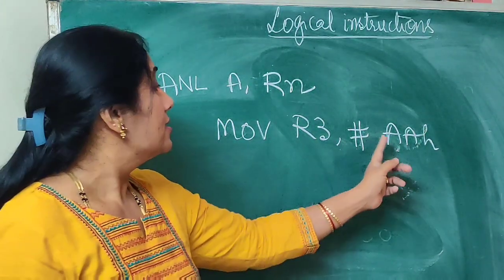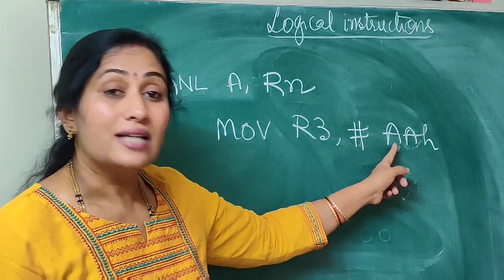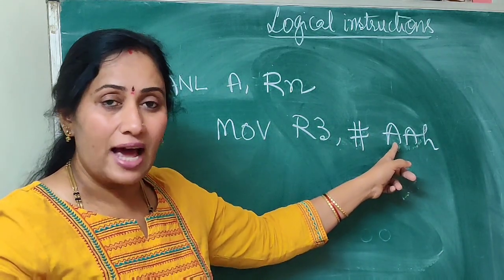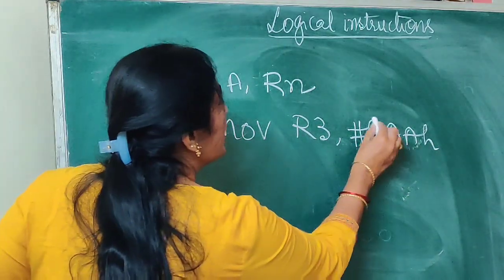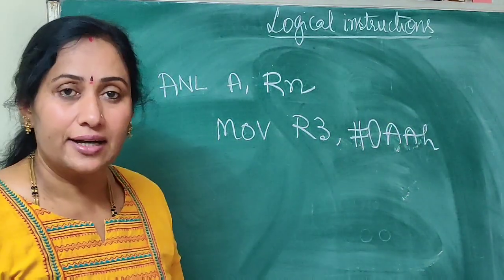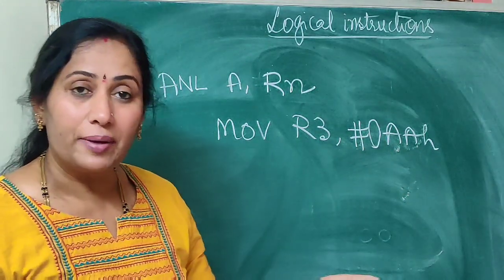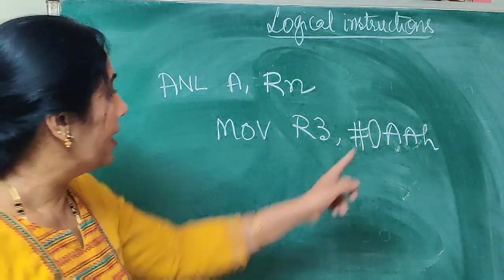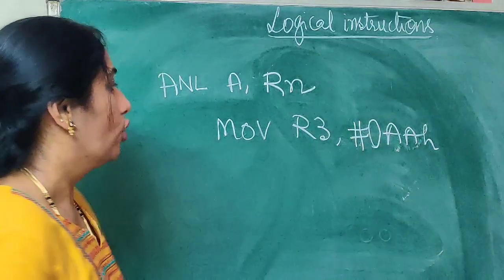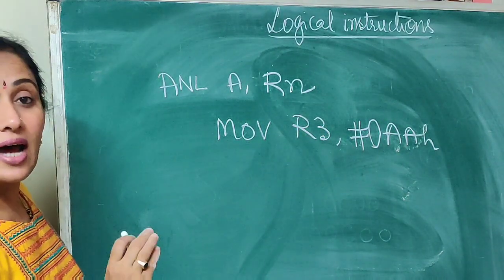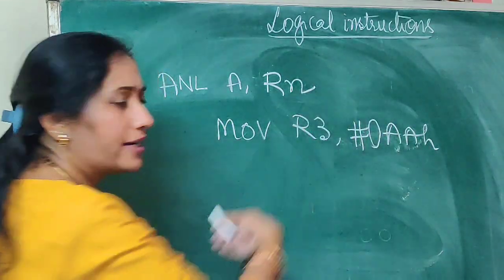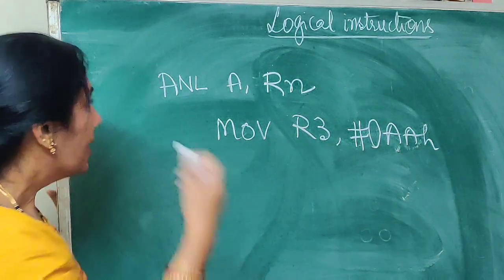What is that error? See, the number is starting with A. That means it's an alphabet. If the number starts with an alphabet, then it should be preceded with 0 to indicate that A is not an alphabet, A is a number. And it should be preceded with 0. Okay, I have written over there. So when this instruction gets executed, R3 will be loaded with the specified data, that is AA hex.